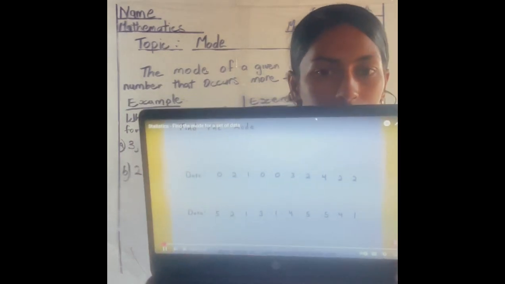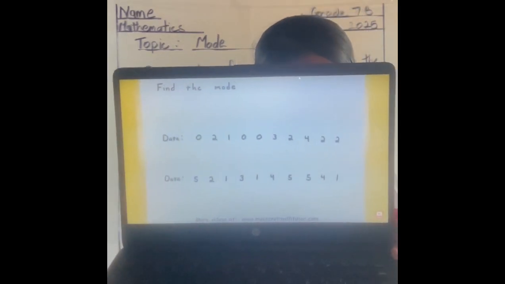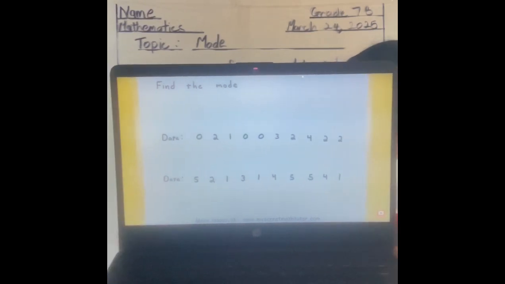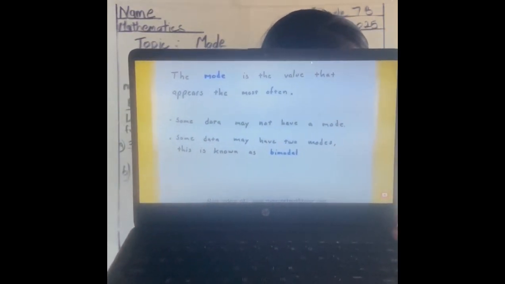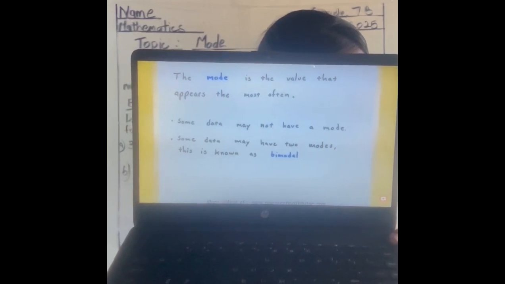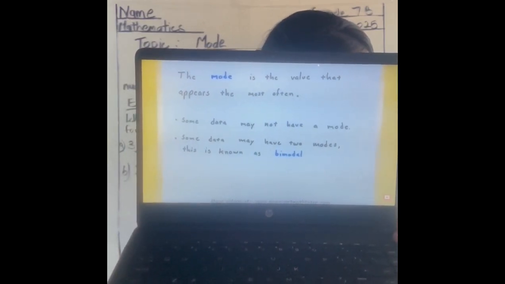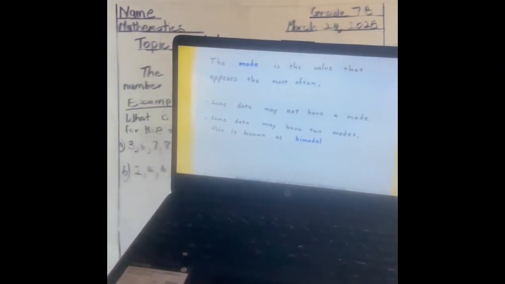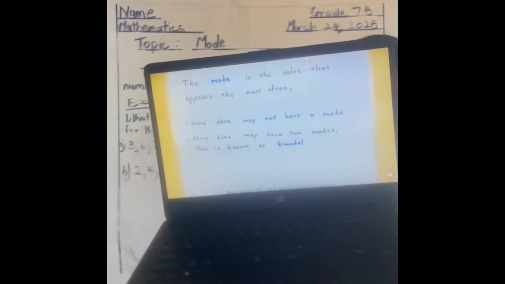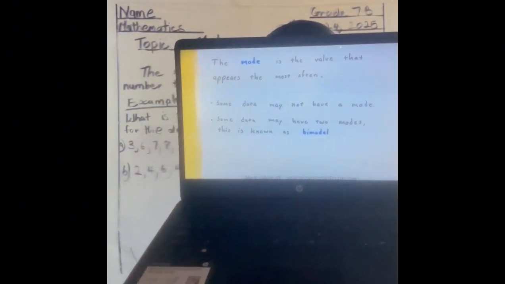The mode for a set of data. If you've never heard of the mode before, let's take a quick look at what that means. The mode is the value that appears the most often in our data. Now, sometimes when you're looking at data, there may not actually be a value that shows up the most number of times. Maybe everything only shows up once. For data like that, it does not have a mode.